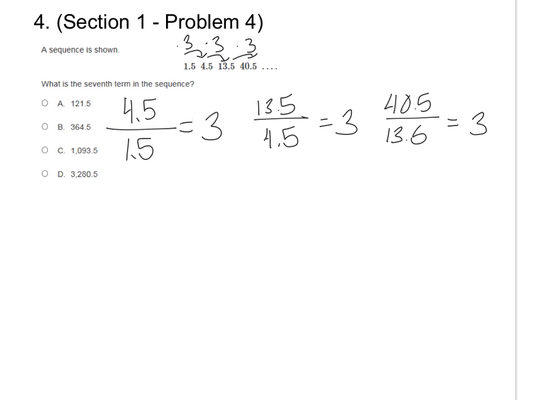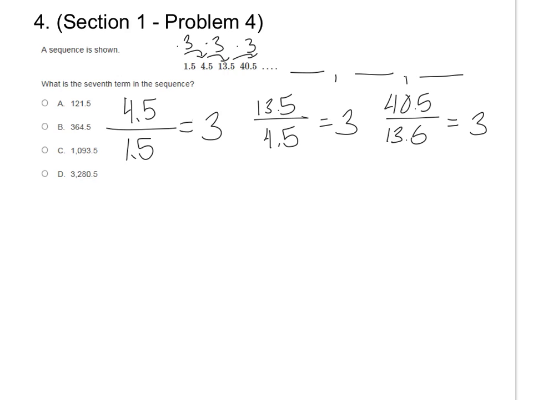So if you wanted to, what you could do is you could just keep multiplying by 3. This is our 1st term in the sequence. This is our 2nd term, our 3rd term, our 4th term. And then what I need is the 5th term, the 6th term, and then the 7th term. So if you don't want to use the formula, you could just keep multiplying by the common ratio of 3.